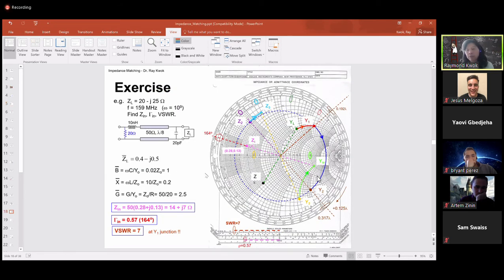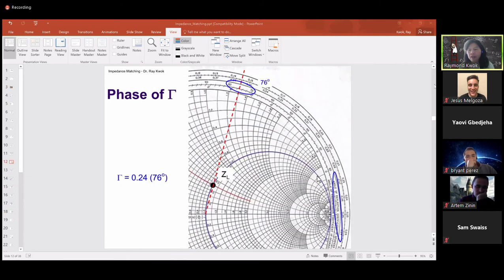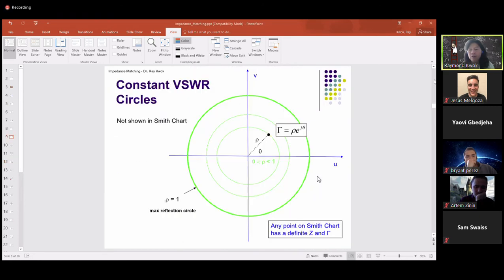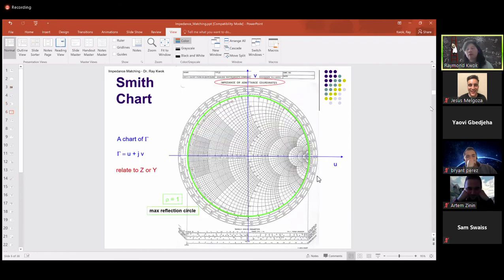So what is a Smith chart? Let's talk about this. This is a Smith chart, by the way. Let's go over the basic idea of the Smith chart. What is the Smith chart? A Smith chart is a chart of gamma. So what do I mean? Gamma is the reflection coefficient. So you're really plotting the reflection coefficients here.